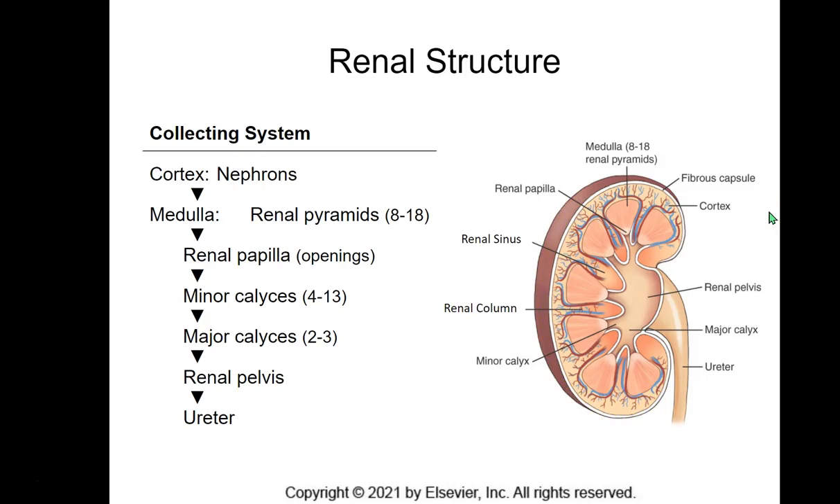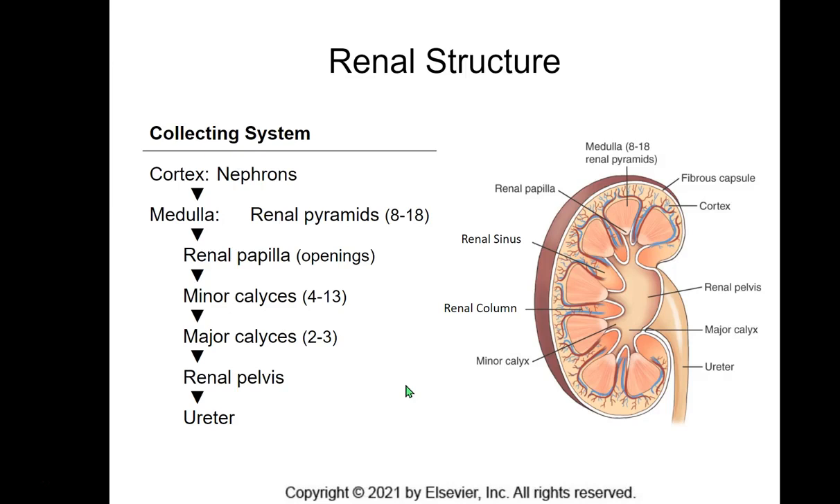Now, the cortex periodically dips between the pyramids to form the renal columns, which you see here, and those extend all the way into the renal sinuses, which you see here. So pyramid, column, sinus. Now, please note, figure 14.1 is labeled incorrectly in your textbook. I have fixed this diagram, so this diagram is correct. In your textbook, column and sinus are transposed. So please note, my diagram here is correct.